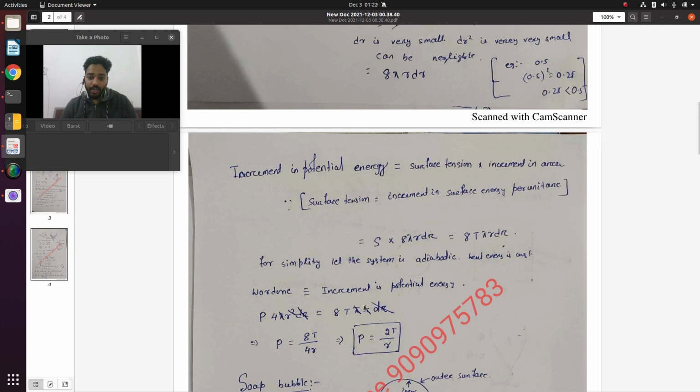Now dr cancels, r square power 2 cancels, then pi cancels. Here remains P times 4, here remains 8T. So now P is equal to 8T by 4r. So P is equal to 2T by r. This is the relation between excess pressure and surface tension for a liquid drop or air bubble.